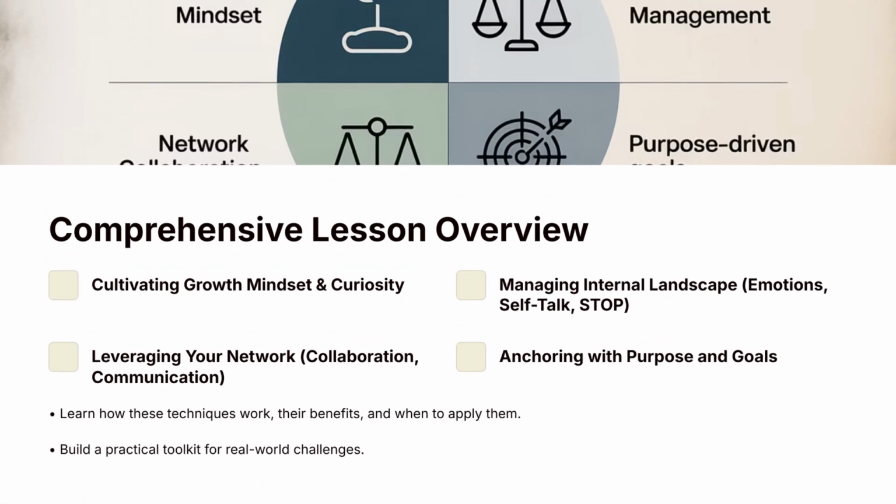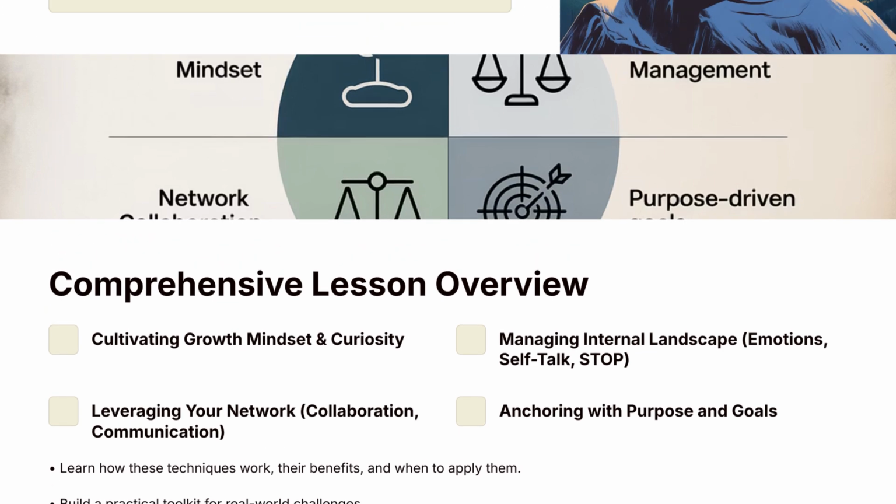This lesson introduces 4 key techniques to help you build adaptability and resilience. First, we'll explore how to cultivate a growth mindset and curiosity. Next, we'll focus on managing your internal landscape, including emotions, self-talk, and the STOP method. We'll then discuss leveraging your network through collaboration and communication. Finally, we'll look at anchoring yourself with purpose and goals. By the end of this lesson, you'll have a practical toolkit to navigate real-world challenges with confidence.